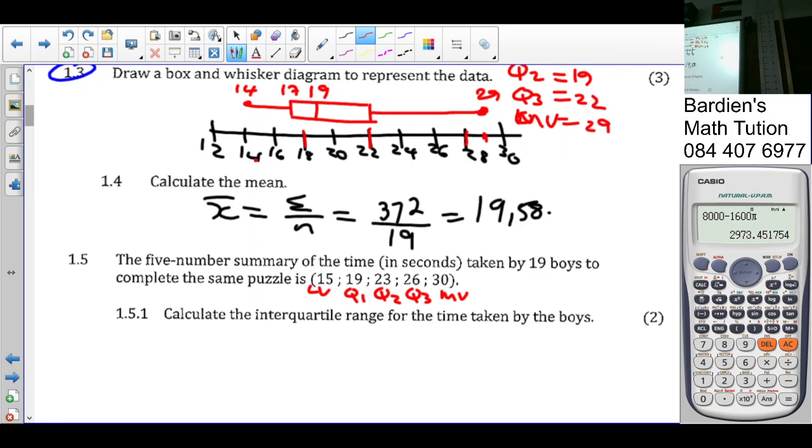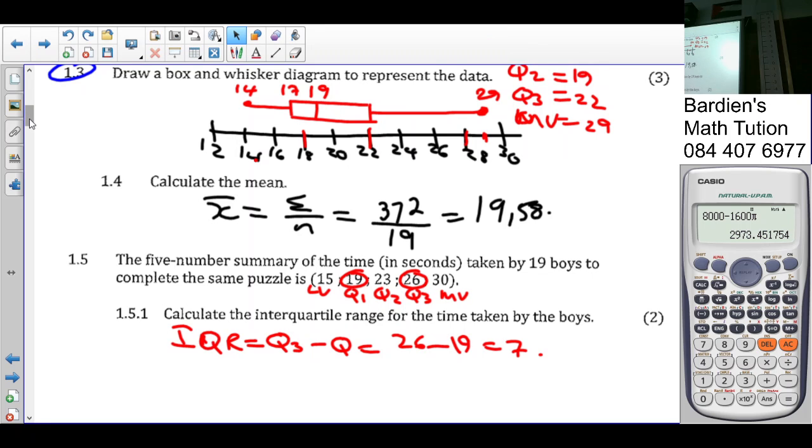So how do we calculate the interquartile range? Quartile 3 minus quartile 1, which is 26 minus 19, which gives you an answer of 7. What if the question was for the semi-interquartile range? What would you have done then? Divide by 2. Okay. How much percent of the data lies between quartile 1 and quartile 3?